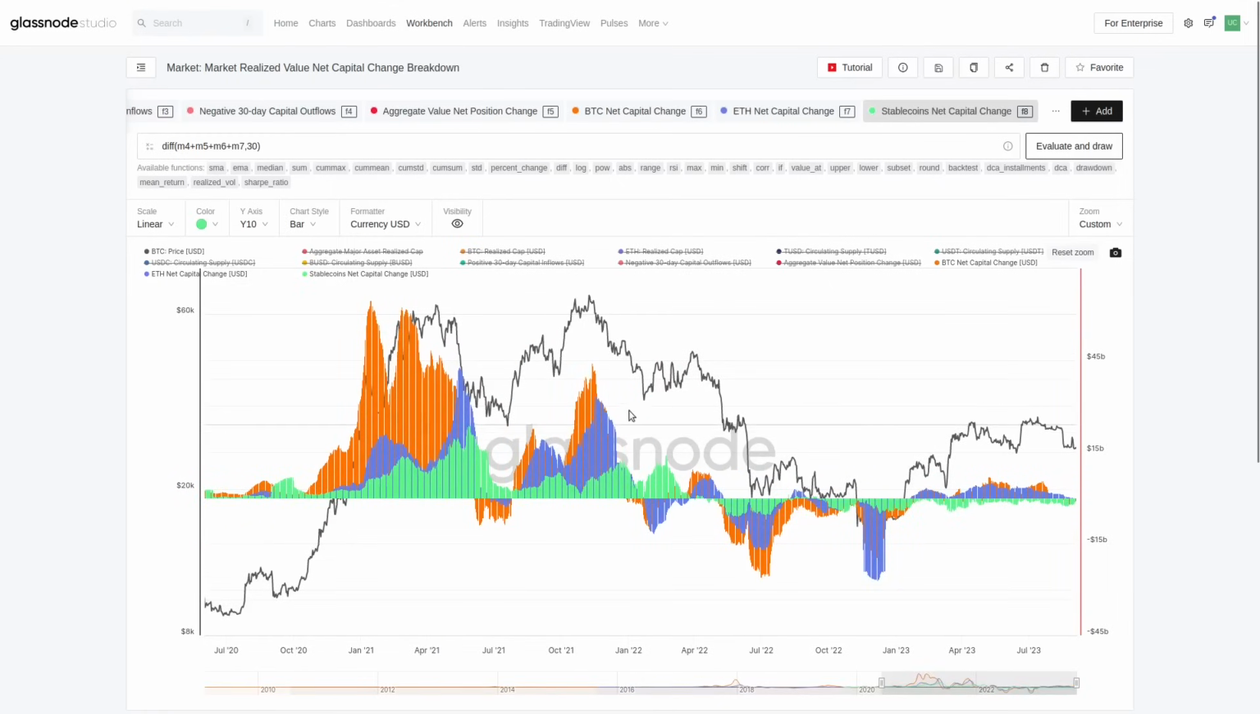Green being stablecoins, blue being Ethereum, and orange being Bitcoin. Let me again just quickly turn this tooltip off. A few things to note. Probably not relevant right now, but during the uptrend, notice that Bitcoin capital goes first, Ethereum capital goes second, and stablecoin capital followed that. This is essentially showing us a bit of the risk curve.